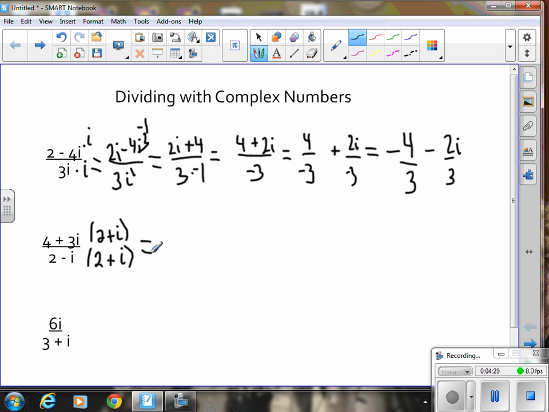So this division problem has just become 2 multiplication problems. So it might help me here to put that numerator in parentheses and remind me that I want to distribute the complex numbers. So that'll become 8 if I multiply everything in the second by 4, plus 4i. And if I distribute my 3i, that becomes 6i plus 3i squared.